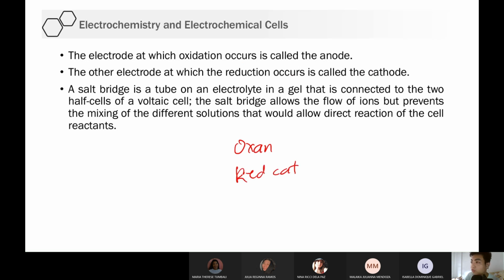So, this is my mnemonic for this one. Meaning, the oxidation happens at the anode and the reduction happens at the cathode. Okay? So, oxan, red cat. So again, what is oxidation? Losing electron lang yan. And reduction is gaining electron.